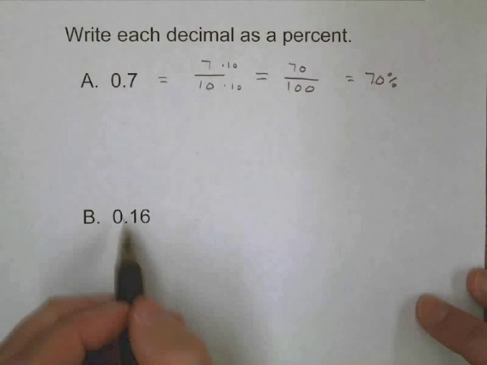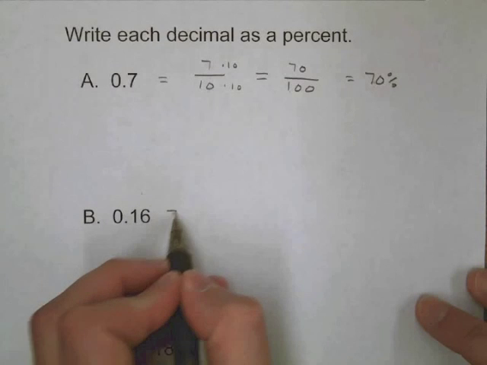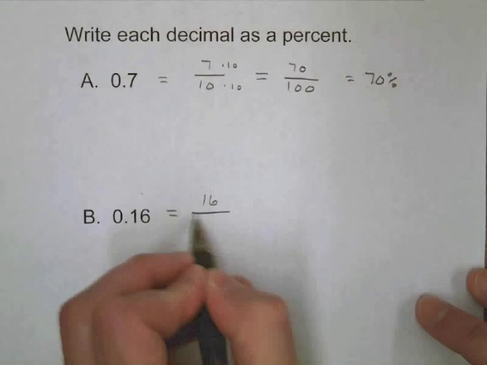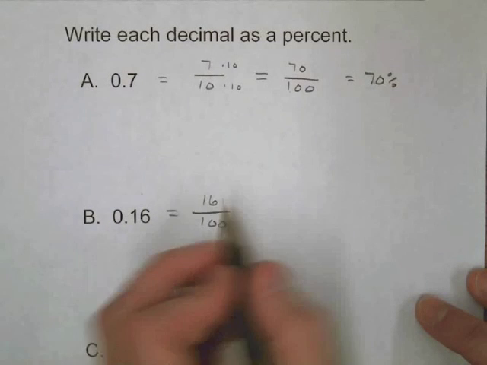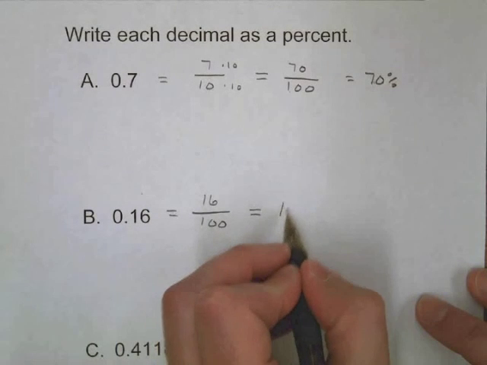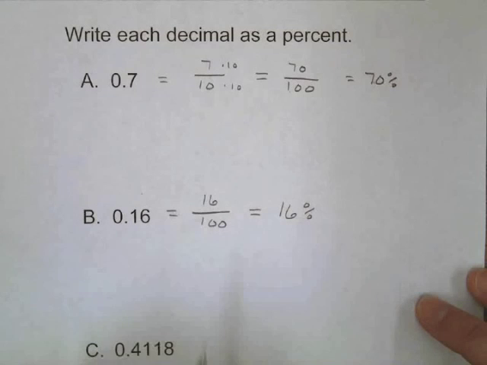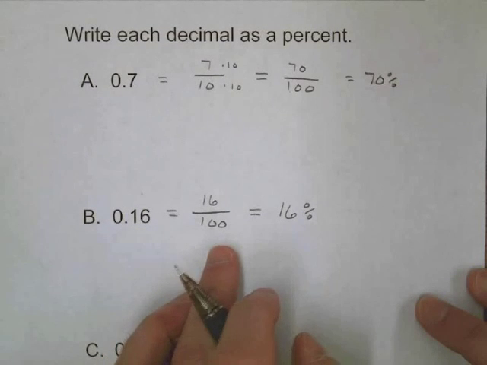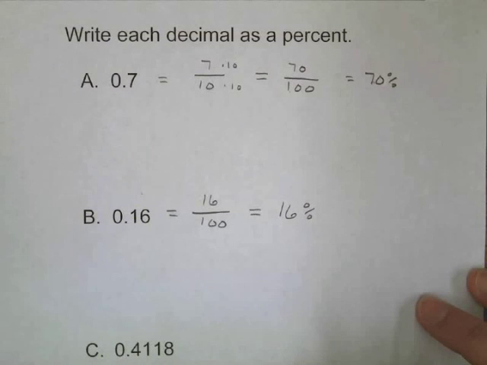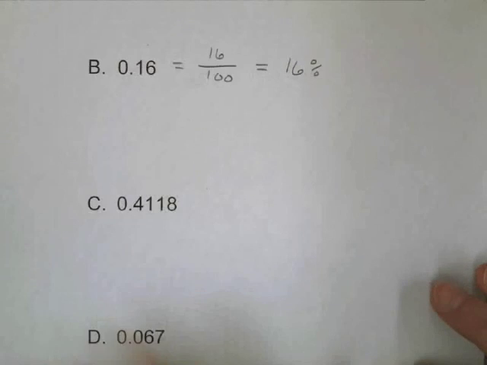Let's look at another one. So if I have 16 hundredths right here, I can think of that as 16 hundredths as a fraction. And 16 over 100 is going to be the percentage, and that is 16%. So that's one method. If I can get this with a denominator over 100, makes things really nice. But that's not always the case.